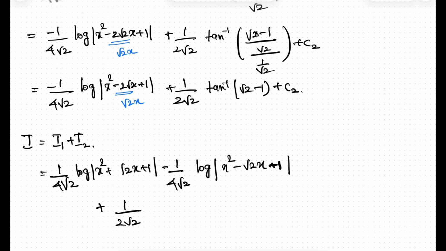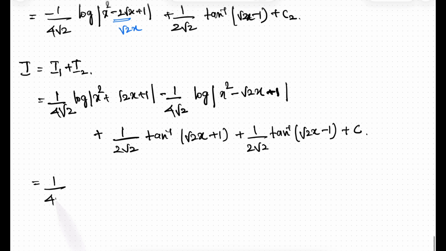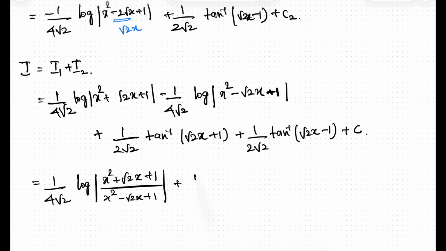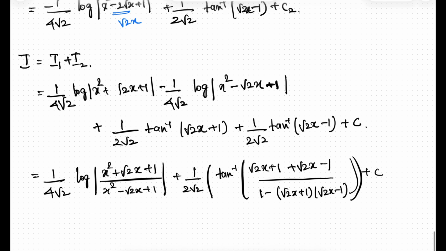and 1 by 2 root 2 tan inverse of root 2x plus 1 plus 1 by 2 root 2 tan inverse of root 2x minus 1 plus c1 plus c2, which can be written as c. So log a minus log b is log of a by b. And tan inverse of a plus tan inverse of b can be written as tan inverse of a plus b divided by 1 minus a into b, plus c.